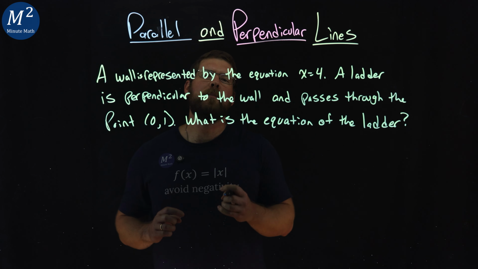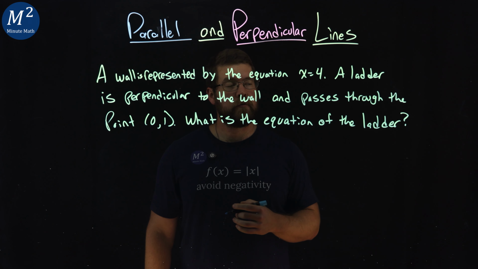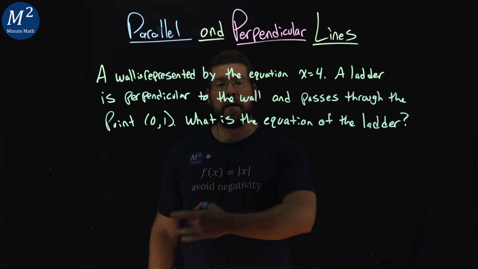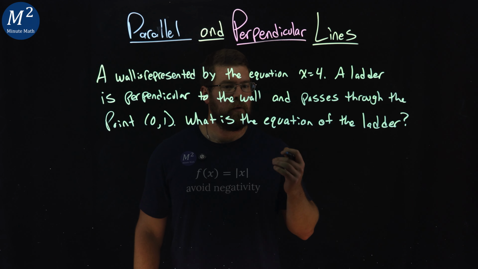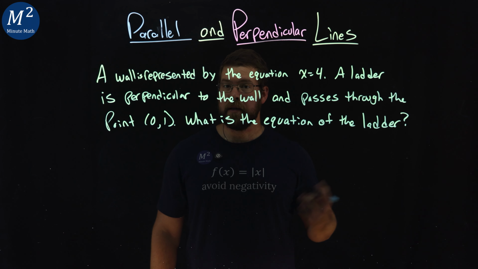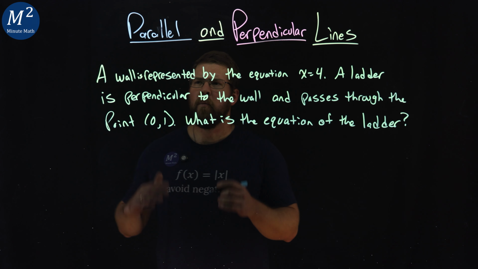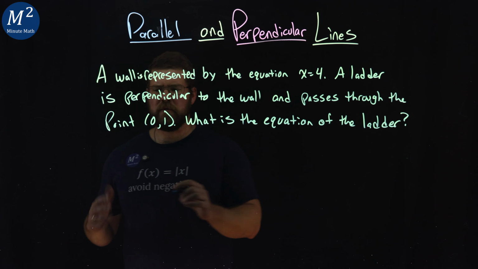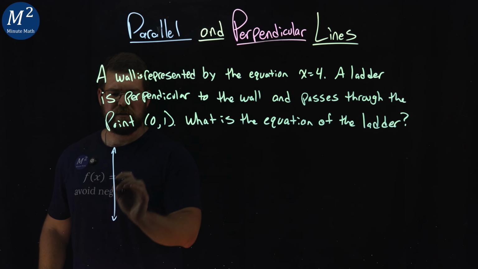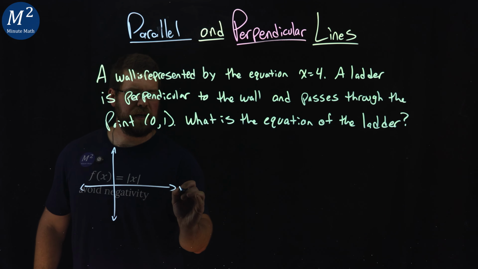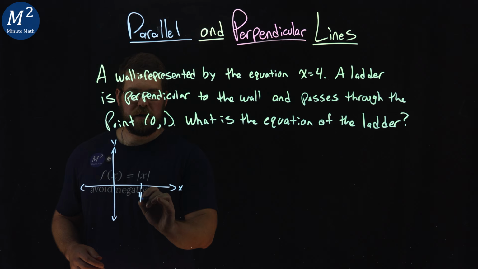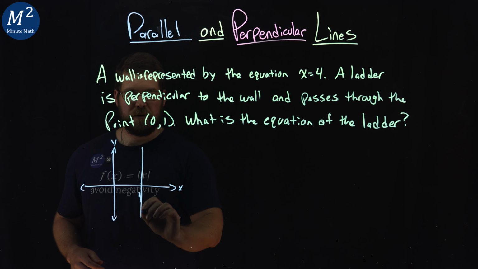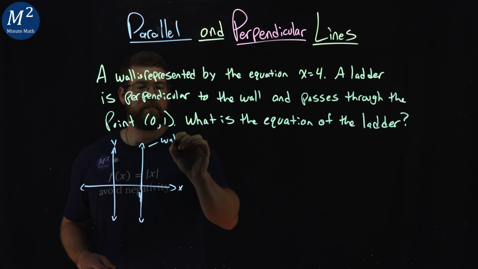A wall is represented by the equation x equals 4. A ladder is perpendicular to the wall and passes through the point 0, 1. What is the equation of the ladder? Well, the wall is a vertical line, x equals 4. So if I quickly made a sketch on an xy plane here, our equation x equals 4 is just a vertical line right there at 4. So that's our wall.